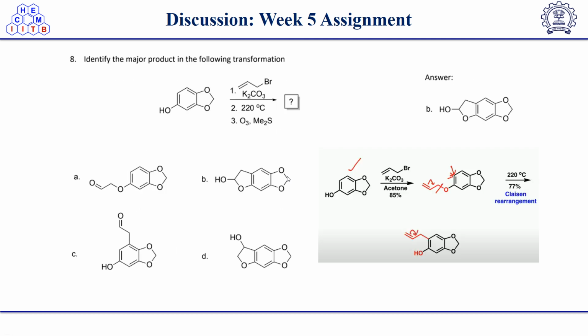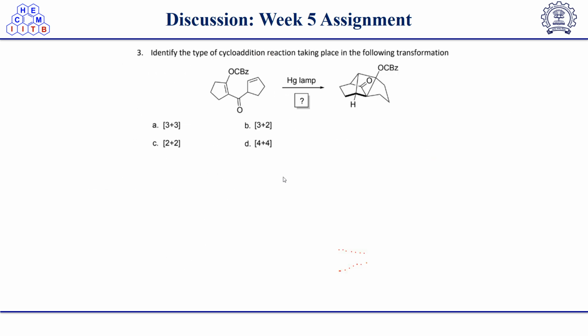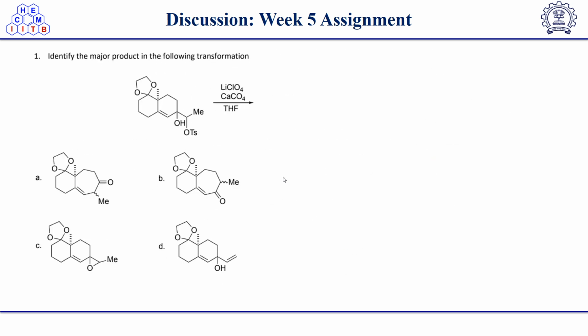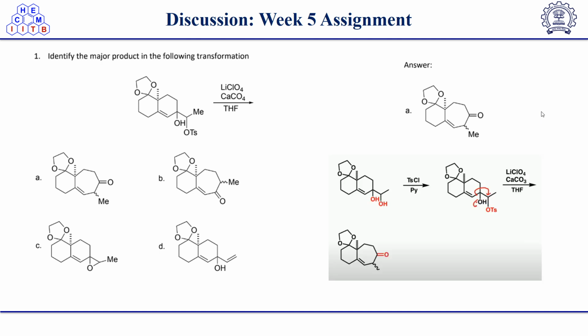I will go through that once again. So in the first case, we saw a ring expansion kind of reaction where the 6-membered ring is getting converted into a 7-membered ring when we are treating it with lithium perchlorate and calcium carbonate in THF. OTs will be eliminated and the hydroxyl group will get converted into the corresponding carbonyl group.